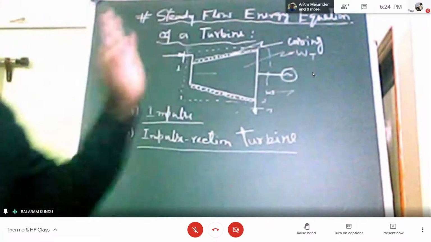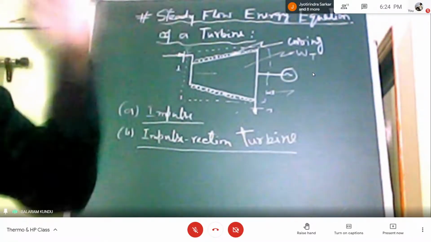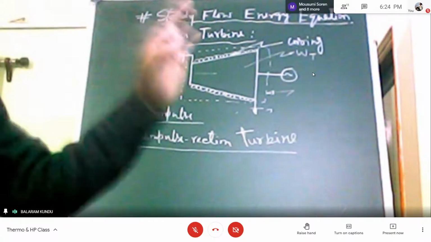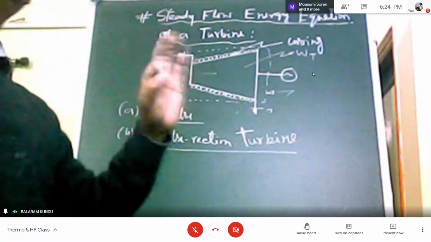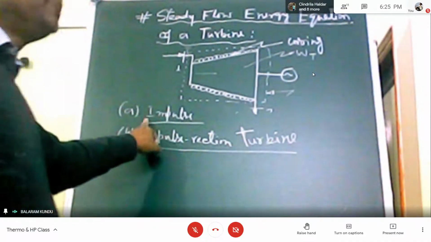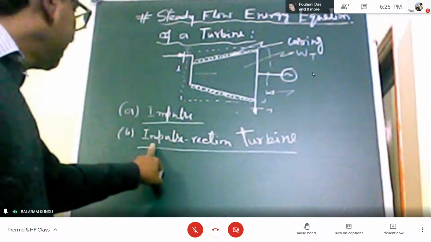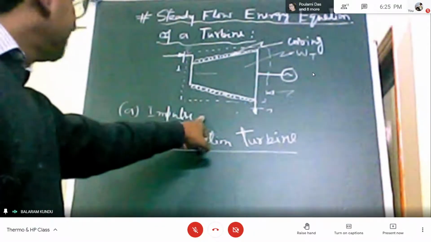You have to remember that this is the moving blade passage, not nozzles. When steam flows through a nozzle, pressure always decreases. So that is the main difference between impulse and reaction turbine. And the impulse turbine is further classified.